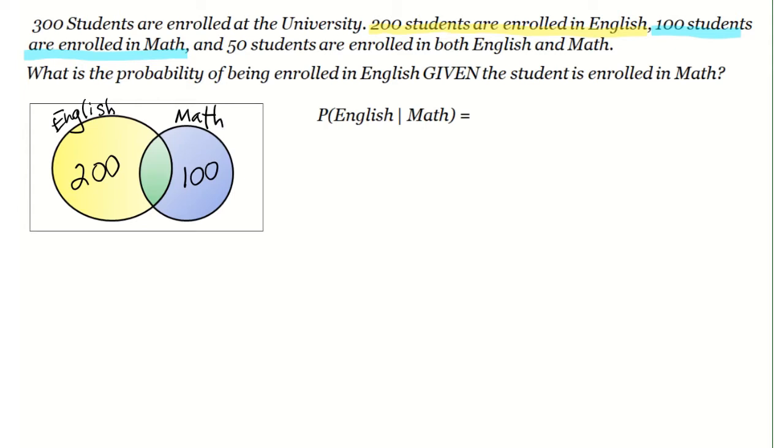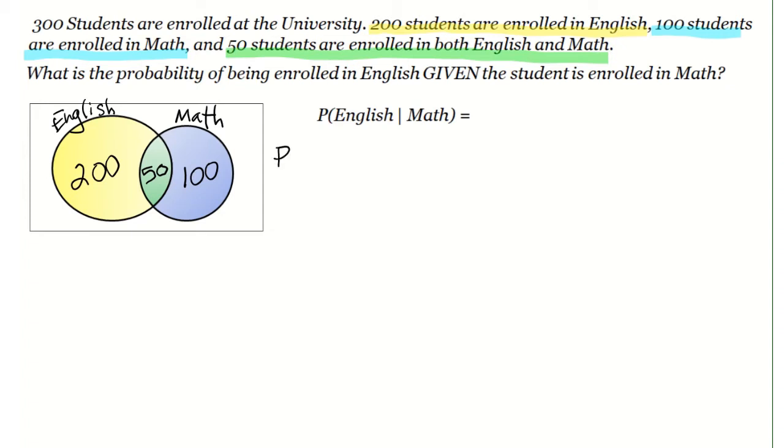And then we have this green intersection for the students that are enrolled in both math and English. And we see that we have 50 students enrolled in both English and math. So that's going to be 50. So we want to know what is the probability of being enrolled in English given the student is enrolled in math. So before we solve that, let's just look at the probability of each of these events.